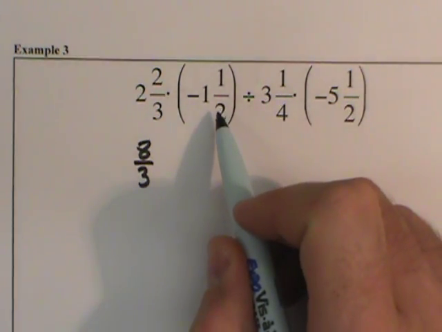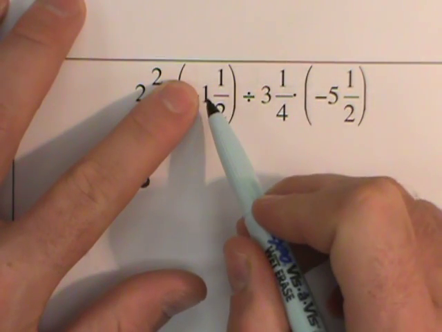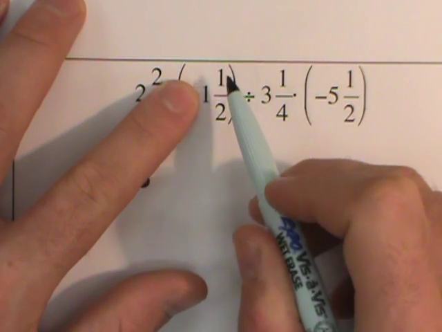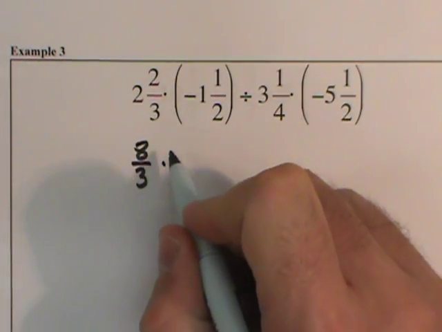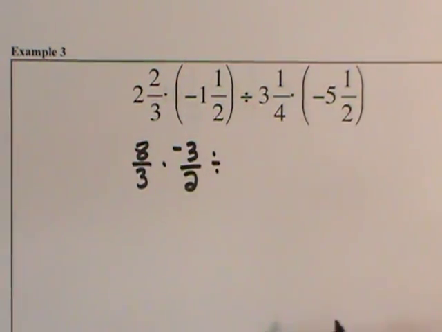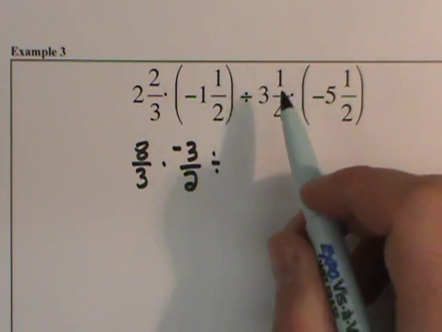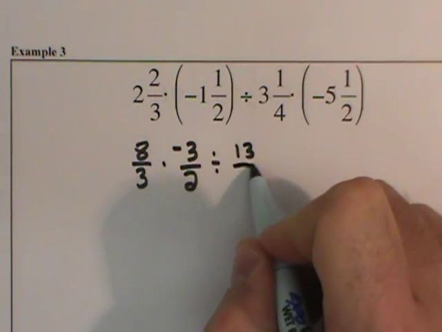Next, I look at this negative mixed number. I ignore the negative. 2 times 1 is 2. 2 plus 1 is 3. And I'll bring the negative back and call it negative 3/2. Divided by 4 times 3 is 12. 12 plus 1 is 13. So this would be 13/4.